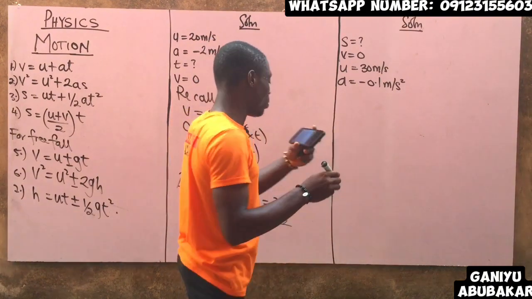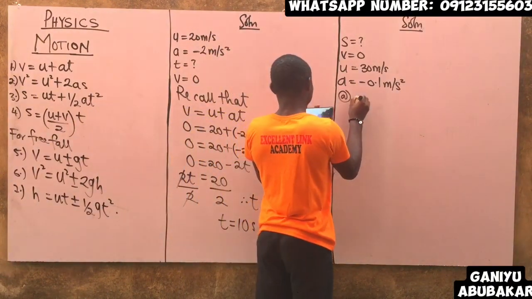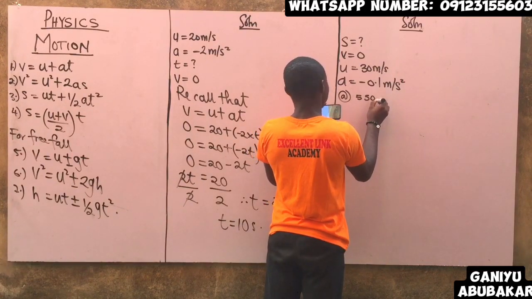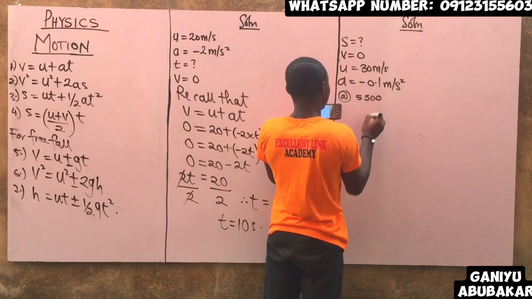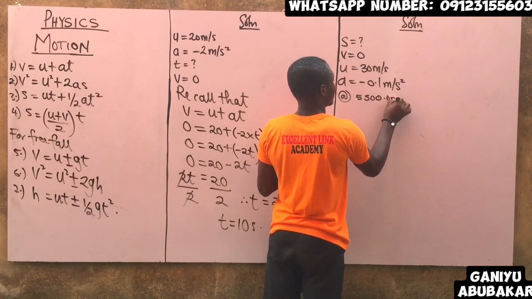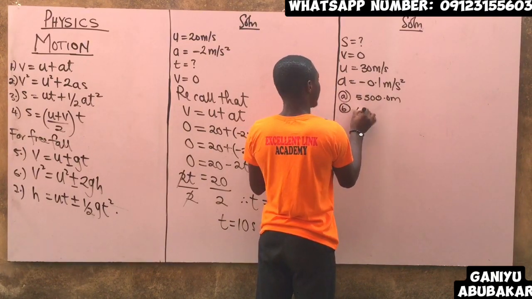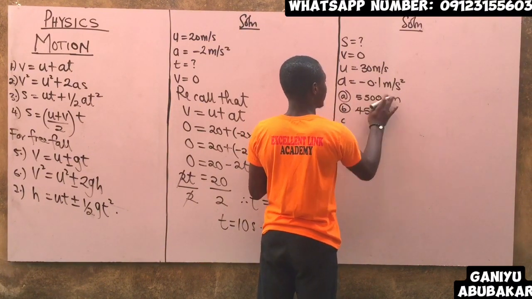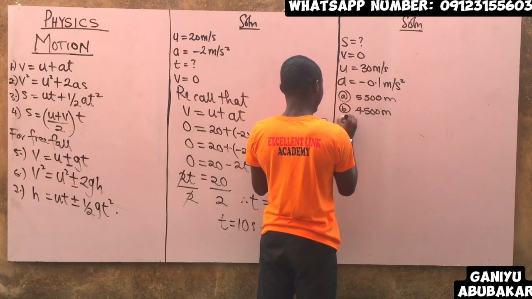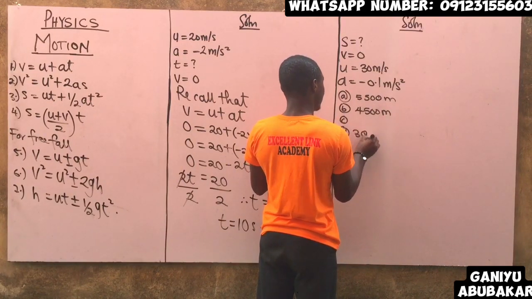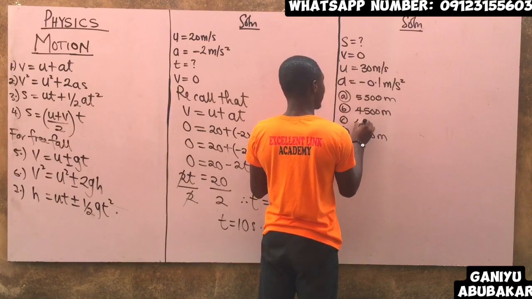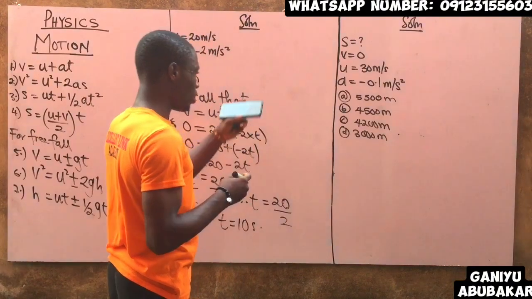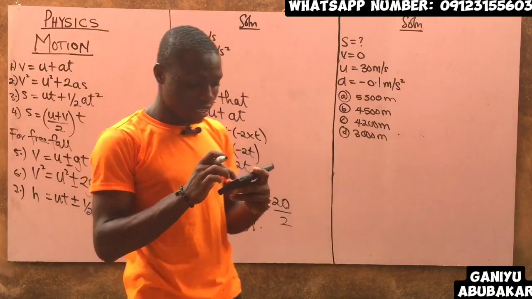So the options are given below. A is 5,500 meter. B is given to be 4,500 meter. C, just use meter. D, 3,000 meter, perhaps 4,200 meters. So let's find distance, please. One of the options is the answer there.